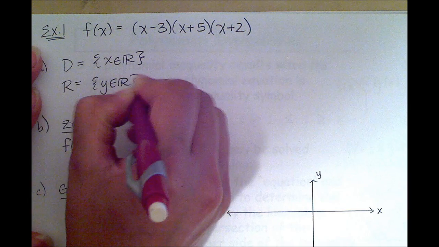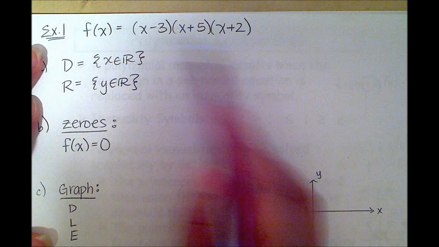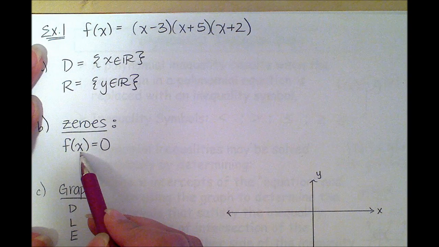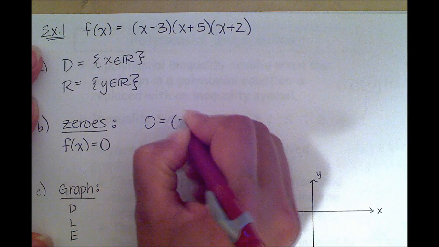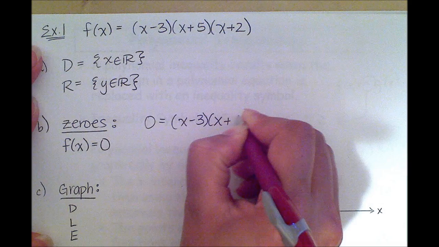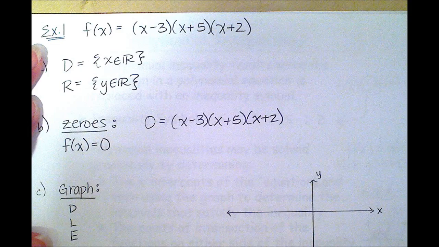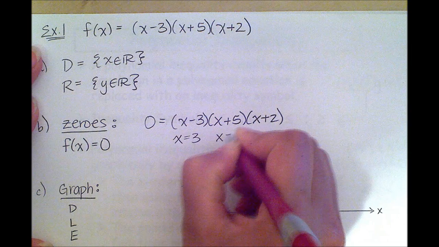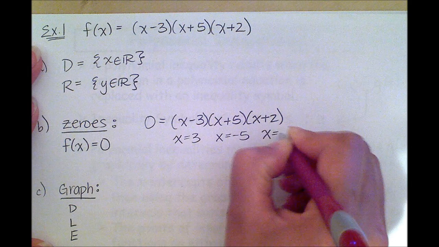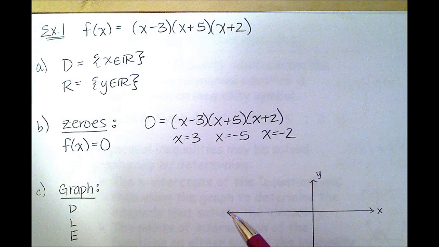Okay. In terms of zeros, I'm looking for when the function would be equal to 0. So I'm going to replace f of x with 0. And so I get 0 equals x minus 3 times x plus 5 times x plus 2. If I solve for the x-intercepts, the zeros, I get x equals 3, x equals negative 5, and x equals negative 2. And you'll notice that each of them has an exponent of 1. So these are all zeros of order 1.